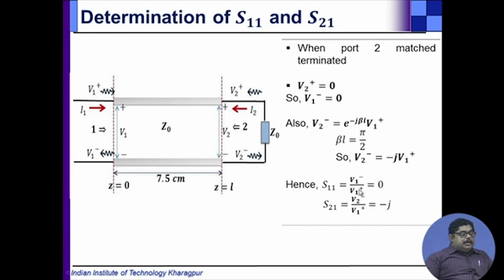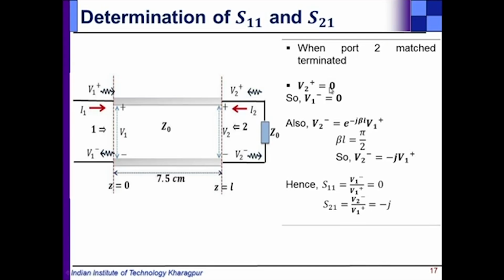The moment you got that, you can find out S11. S11 is V1 minus by V1 plus under this condition. Already we are here, so we have not written it explicitly. So V1 minus by V1 plus is 0, because V1 minus is 0 here. And S21 is V2 minus by V1 plus, that is minus j. So you got the first column of the S parameter.